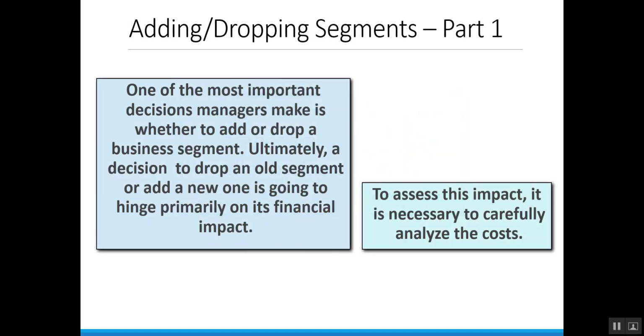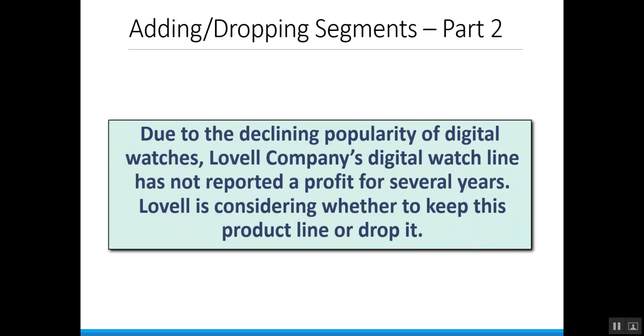When we talk about that, we're going to assess the impact of dropping that business line. We did this some in chapter 6, when we were looking at a segment analysis of a business segment. So here's a problem. Due to the declining popularity of digital watches, Lovell Company's digital watch line hasn't reported a profit for several years. They're considering whether to keep it or drop it.